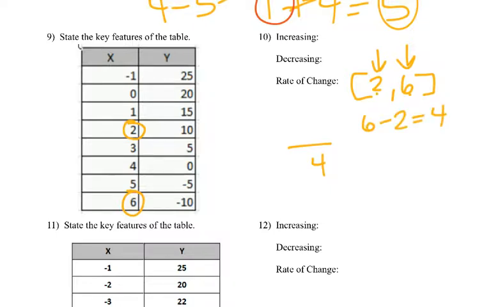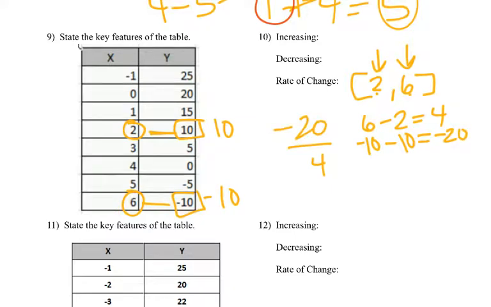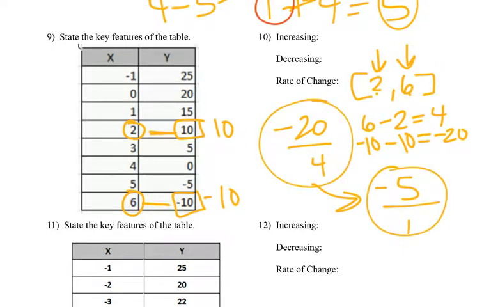Big difference. Okay, then I find the y values, so 10 and -10, and I set it up in the same situation. So 6 and 10 belong together, so I put them in the same area, minus 2 and 10 belong together, and I get -20. So -20 goes on top because the y values go on top. Now, do I know what -20 divided by 4 is? Yeah, it's -5. Can I say my rate of change is -5? I could. I could even say -5 over 1 or -20 over 4. Either one of those work.